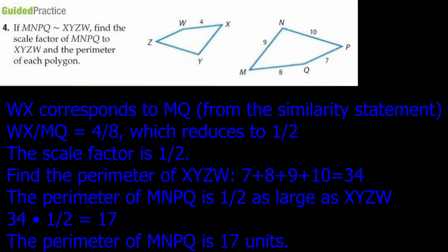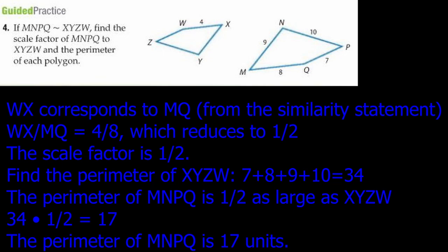So I did guided practice 4, the problem at the bottom, and here it is. If MNPQ is similar to XYZW, find the scale factor and the perimeter of each polygon. So WX on the left side corresponds to MQ, and we know that from the similarity statement in the question, because W and X are the first and last letters, and M and Q are the first and last letters. WX is the only thing with a number on it, so we have to use WX. We can't use anything else because they're all blank. We're comparing WX to MQ.